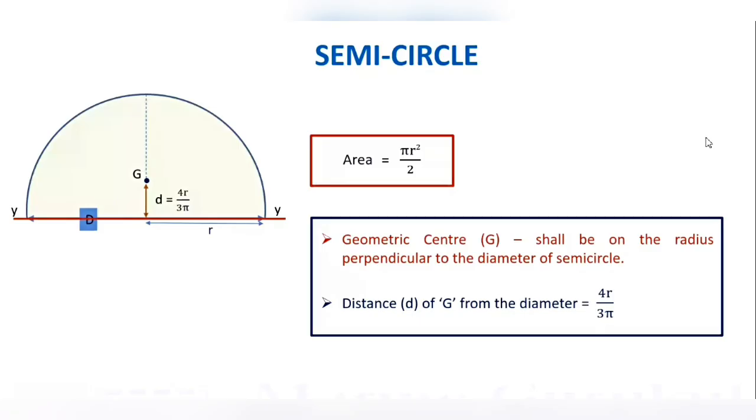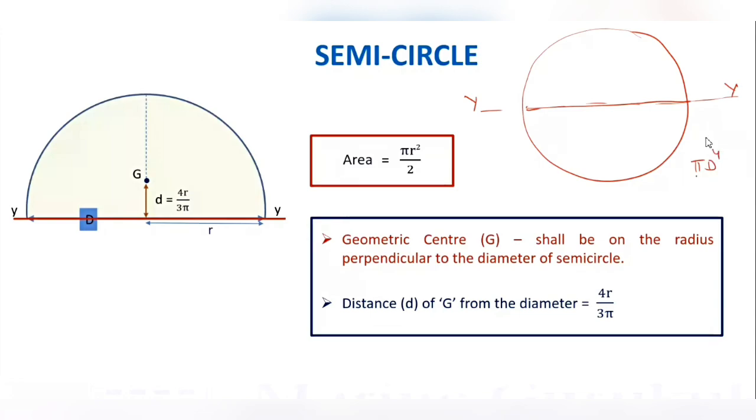Why? Guys, recall the circle a while back. This was the circle. This was the diameter of the circle. And if I take the axis about the diameter, yy, then for the full circle, it was pi d4 upon 64 or pi r4 upon 4. Am I clear? This was for the full circle, correct?